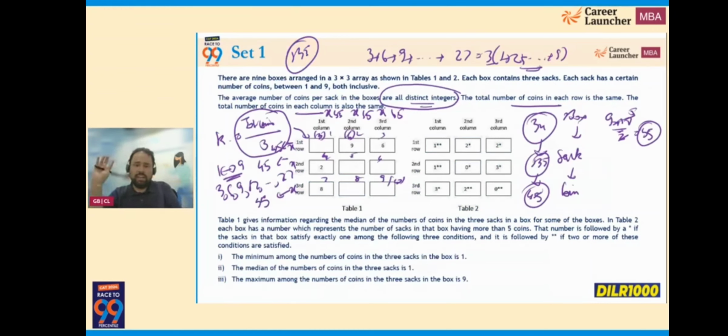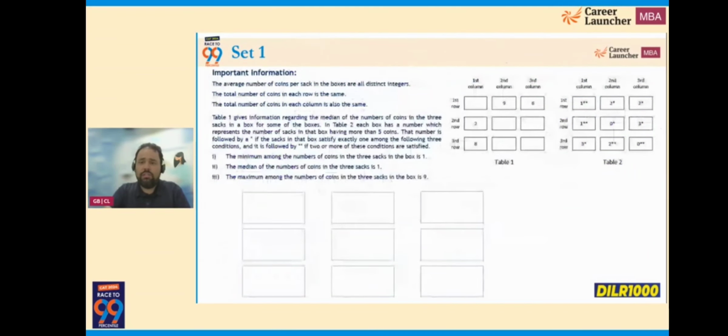Did you understand? Now the additional data that they had given was: Table 1 gives information regarding the median of the number of coins in the 3 sacks in a box. In Table 2, each box has a number which represents the number of sacks in that box having more than 5 coins. The number is followed by an asterisk. Now, this entire data I have gone ahead and put in this format. All the data, and these are the boxes. When I want to solve, I don't like solving in small boxes. If I had paper, I would put this in big boxes because it becomes easier to solve.